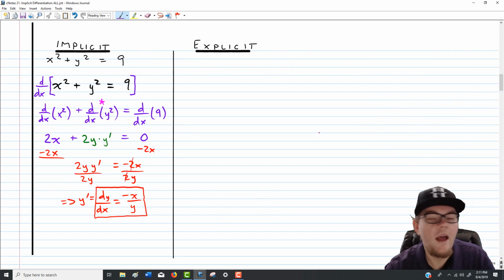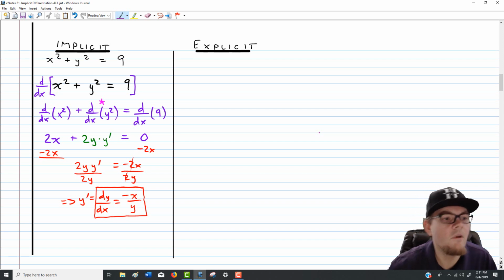So to help me with that, I've taken the work we just did implicitly in differentiating this circle with radius 3 centered at the origin, and I want to go through and differentiate it explicitly instead to show you that these two things actually end up the same. Otherwise, if we're getting two different expressions, it can't possibly be correct. One would have to be wrong.